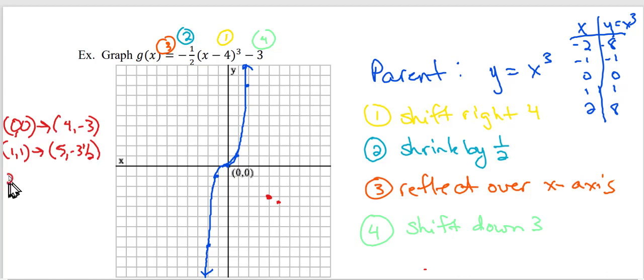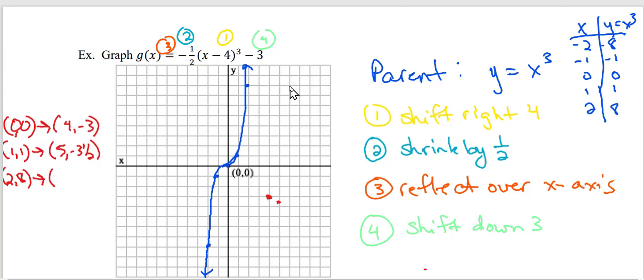Okay, let's look at 2, 8. And then from there, we might be able to use some symmetry to help us because this function has origin symmetry normally. The function we're finding will not have origin symmetry, but it still has symmetry around that turning point there. Okay, 2, 8. We're going to move it over to the right 4 spaces. Takes us to 6, 8.